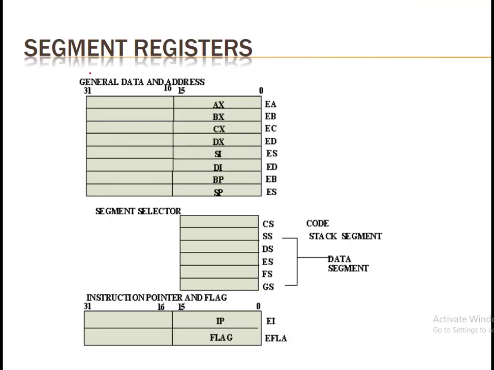So let's start with the registers. There are 3 categories of registers available in 80386. The first category is general data and addresses. The second is segment selector. The third one is instruction pointer and flags.